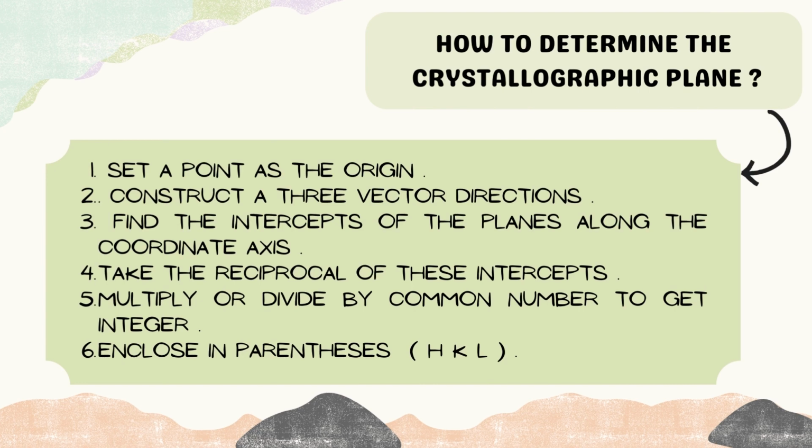First, set a point as the origin, then construct 3 vector directions. Find the intercepts of the planes along the coordinate axis. After that, take the reciprocal of these intercepts, multiply or divide by common number to get integer. Lastly, remember to enclose the point in parentheses HKL.